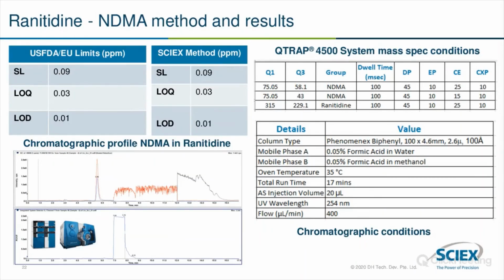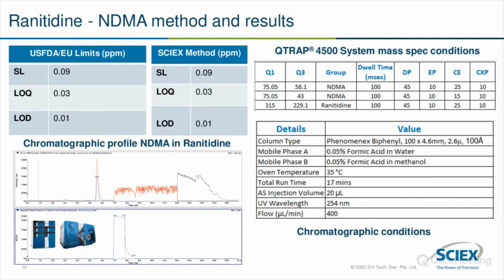Then the last example is ranitidine. Ranitidine also we have done with only 1 molecule, but even if somebody is interested in doing more impurities in this, we can always do it. But as per the regulation, we have just done 1 impurity, which is NDMA, on a 4500 Q-trap, and it is a very well reproducible method.